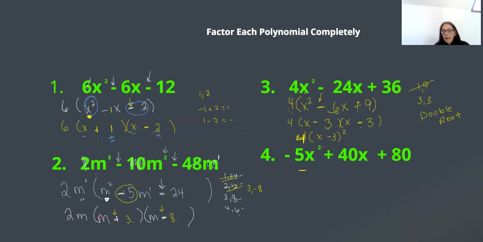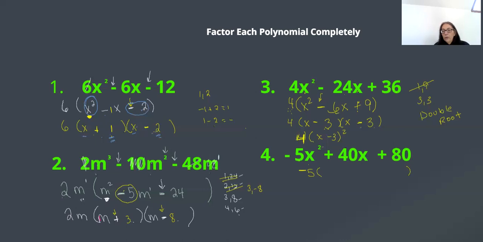Now look at the 5. 5 is smaller than 40 and 80. Does 5 go into 40? Yes. Does 5 go into 80? Yes. So I can factor out a 5. Do all the terms have an x? No, so I can't take out an x. So what do we have left?